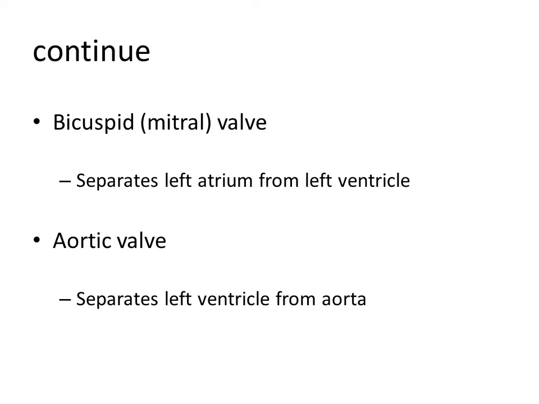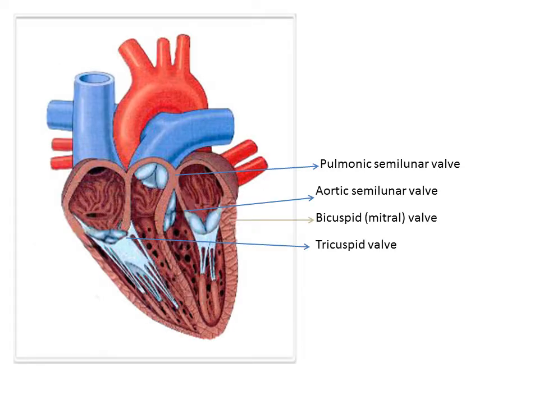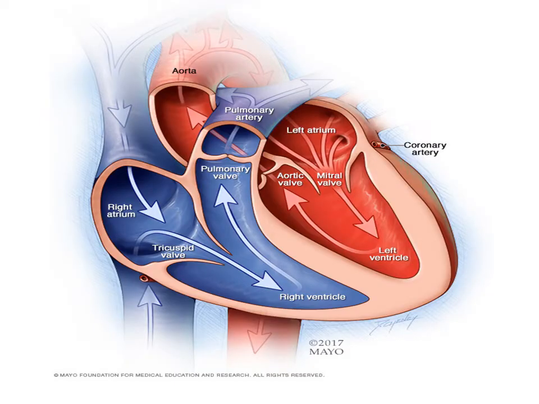Then the other is the bicuspid valve. It is also called the mitral valve. It separates the left atrium from the left ventricle. Then the aortic valve separates the left ventricle from the aorta. Okay, this figure shows this one is the pulmonic semilunar valve, then the aortic semilunar valve, and the bicuspid, that is mitral valve, and tricuspid valve.